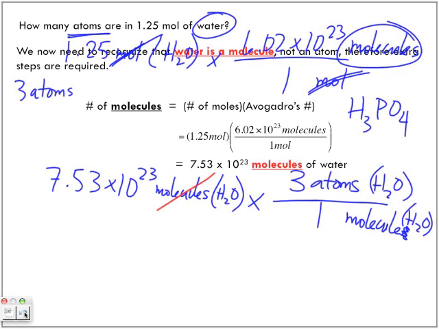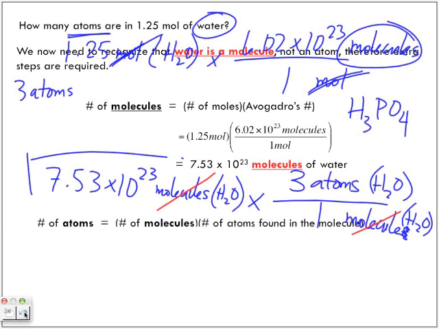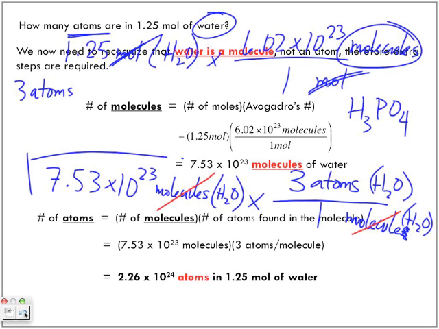So the molecules cancel out. What am I left with? Atoms. If I have this many molecules, and 1 molecule is made up of 3 atoms, I'm going to have 3 times the amount of atoms, because in 1 molecule I have 3 of them. So we multiply this by 3, and we get 2.26 times 10 to the power of 24 atoms in 1.25 moles of water. That's good. Same thing again: how many significant digits in my question? The least number is 3, and my answer also shows 3 significant digits.